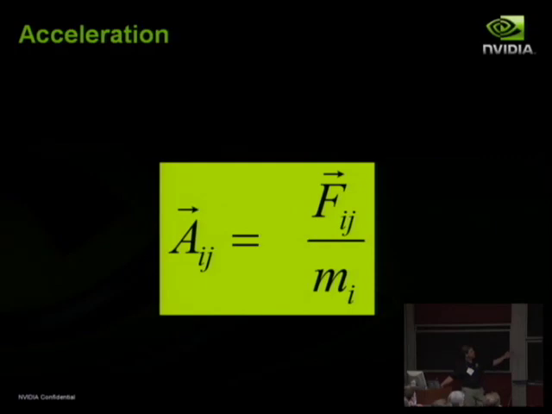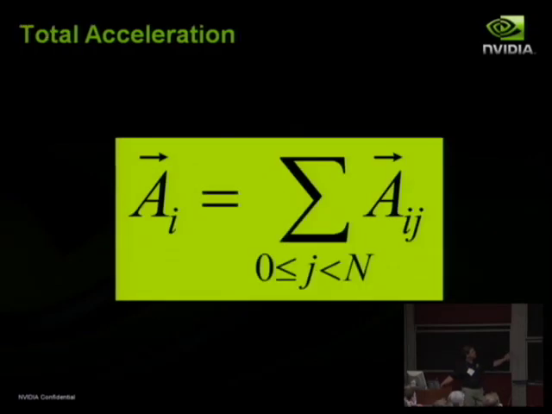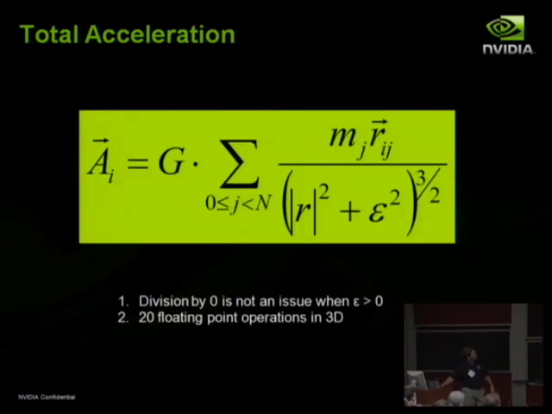We really want the acceleration, not the force. We get the total acceleration by summing all the individual accelerations. And this is what I use, or what we used. And like I said, division by zero is not a problem. And when I count this out, I get 20 floating point operations.